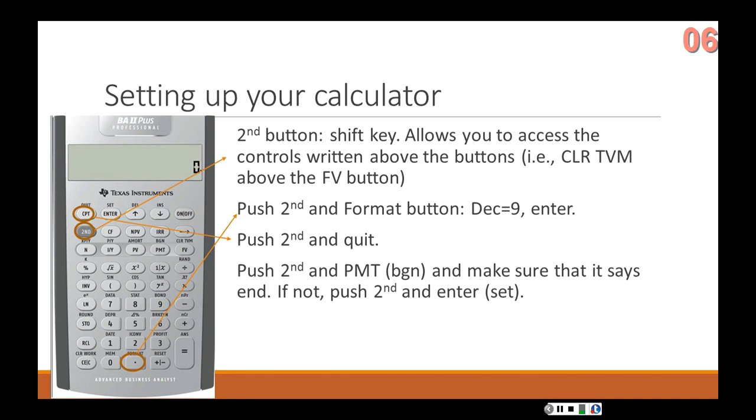The next thing that you need to do is push second and payment. The second button is the dark gray button. Payment is on that third row right next to future value.